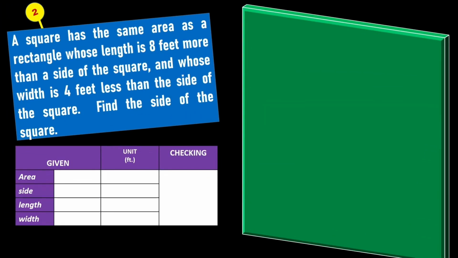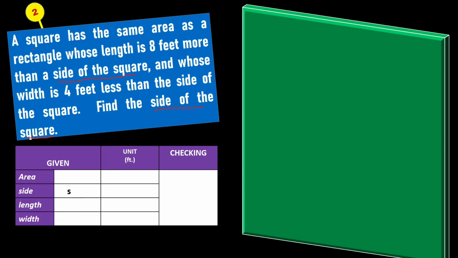Problem number 2. A square has the same area as a rectangle, whose length is 8 feet more than the side of the square, and whose width is 4 feet less than the side of the square. Find the side of the square. So, ang unknown dito ay side of the square. And based on the problem, yung side ng square ay walang description. So, let S be the side of the square.